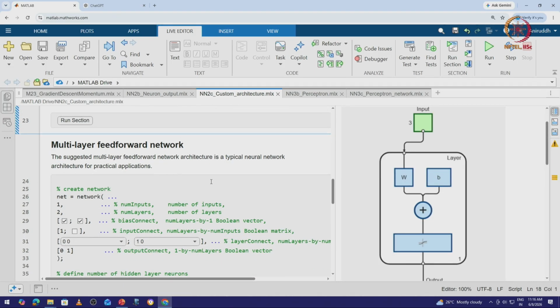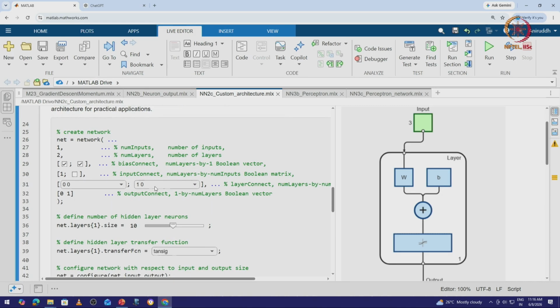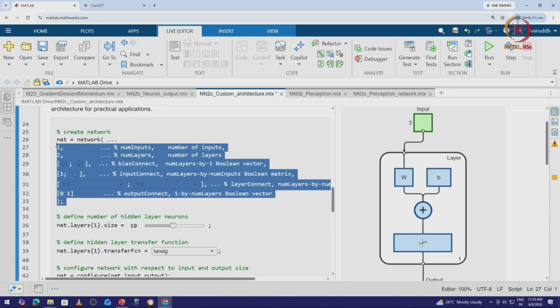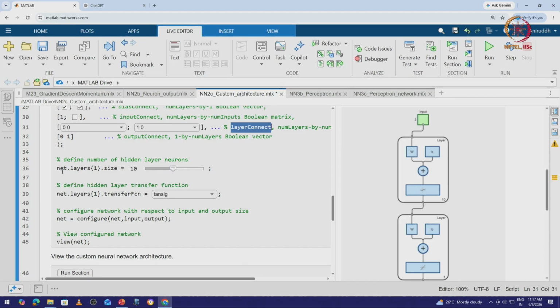Similarly, we can also have its variant in the multi-layer format. The multi-layer feed forward network is highlighted here. The syntax more or less remains the same. So, it is the number of inputs, the number of layers, whether we need a bias connection, and then the layer connection, essentially the connection between layer 0 and layer 1. What are the weights, and how are those weights initialized? What is the number of hidden neurons in the corresponding layers, and what are the transfer functions?